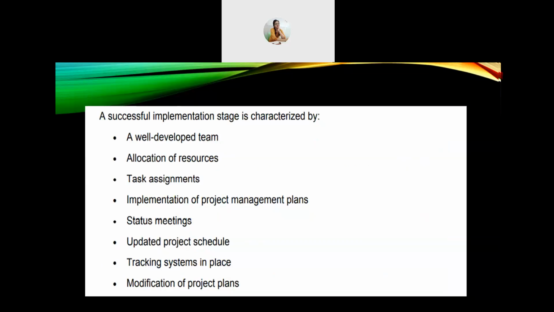So, a successful implementation stage is characterized by a well developed team, allocation of resources, task assignments, implementation of project management plans, status meetings, updated project schedule, tracking systems in place, and modification of project plans.